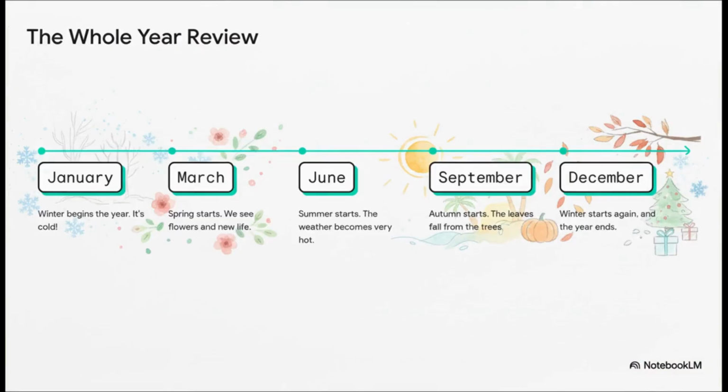Okay, it's time for one last big review to make sure it all sticks. Let's say all 12 months of the year in order. Nice and slow. Just follow along with me. Here we go. January, February, March, April, May, June, July, August, September, October, November, and December.